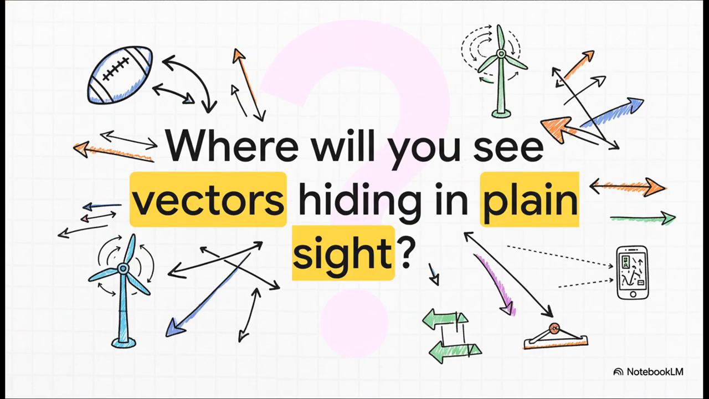So, from a simple football pass to the complex systems that shape our reality, you now have the tools to see the world in terms of both magnitude and direction. You've basically been handed a new lens to look through. So the question is, where will you spot a vector hiding in plain sight?